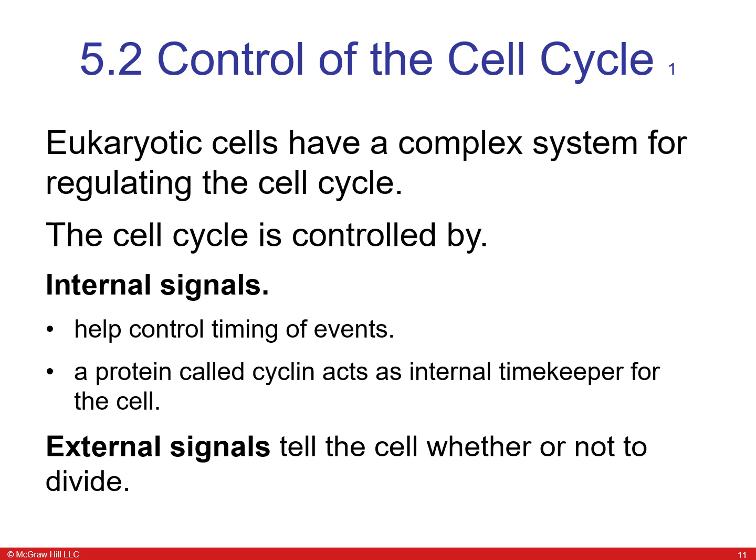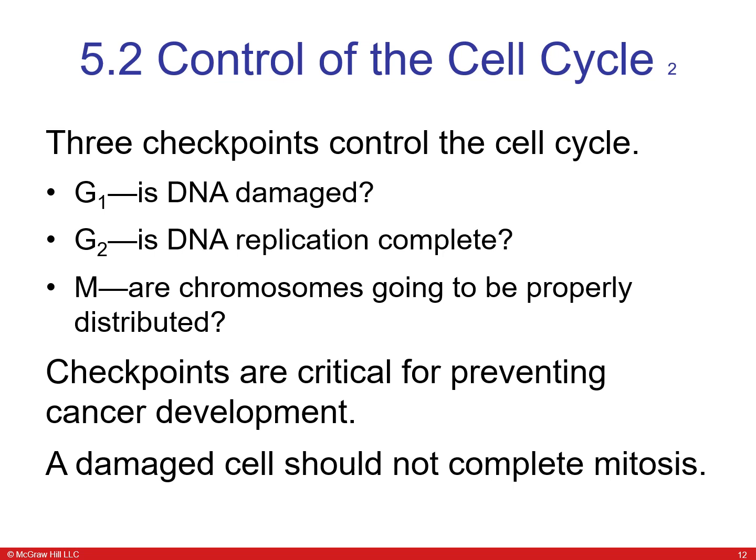So eukaryotic cells have a complex system for regulating the cell cycle. So it can be controlled by both internal signals and external signals. And there are 3 checkpoints that control the cell cycle. In G1, the cell determines is the DNA damaged. In G2, the cell determines is DNA replication complete. And the M phase checkpoint determines if chromosomes are going to be properly distributed. And these checkpoints are critical for preventing cancer development. And a damaged cell should not complete mitosis and instead go through apoptosis.